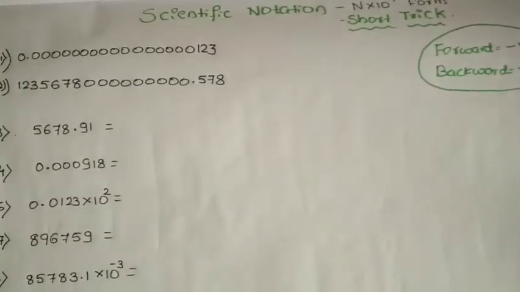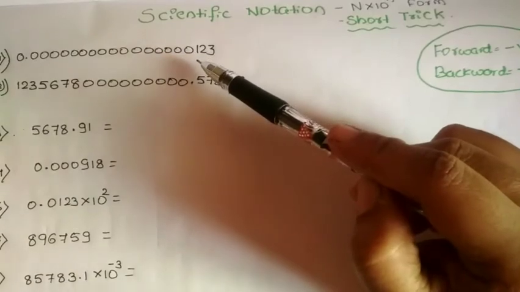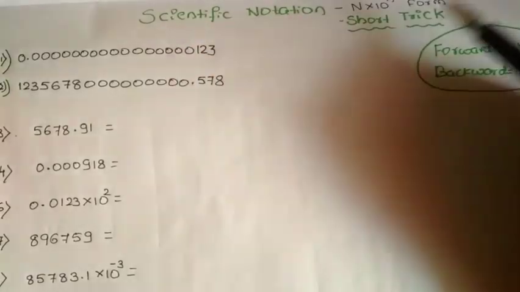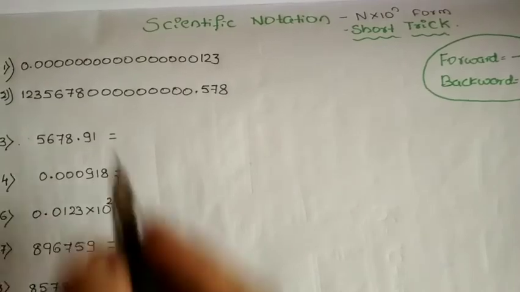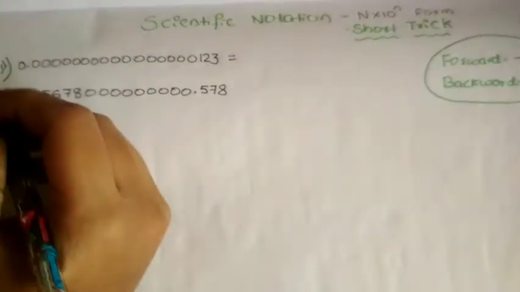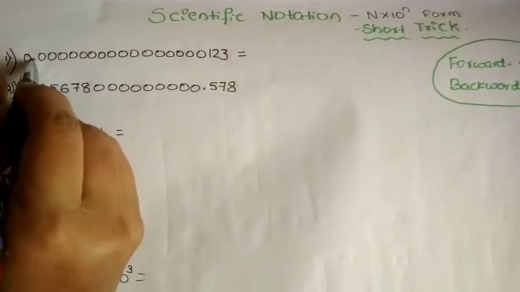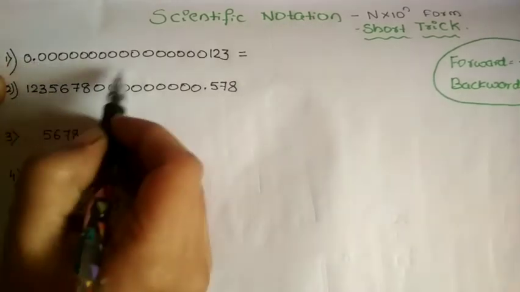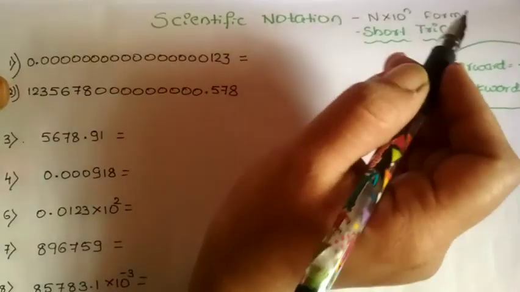Now we will deal with an example. See what I have written here. The first one: this number is a very small number, 0.00. Now I want to write this number in the form of N into 10 to the power of n. The rule I follow is that I shift the decimal point. Whether forward or backward, obviously I need to move it forward, because I want the answer in N into 10 to the power of n, which is the simplest form.